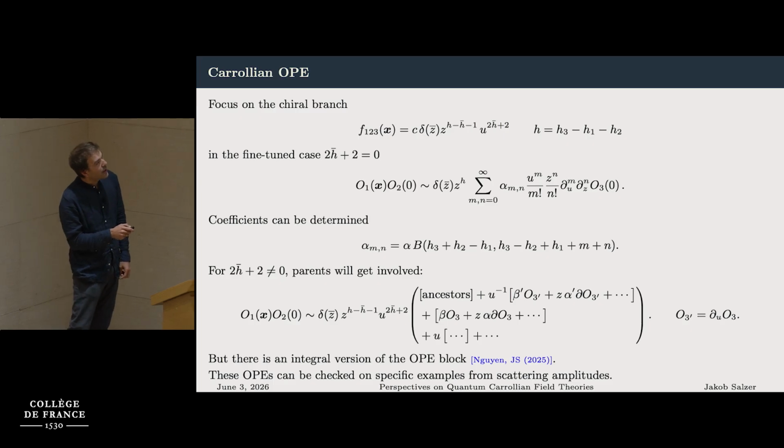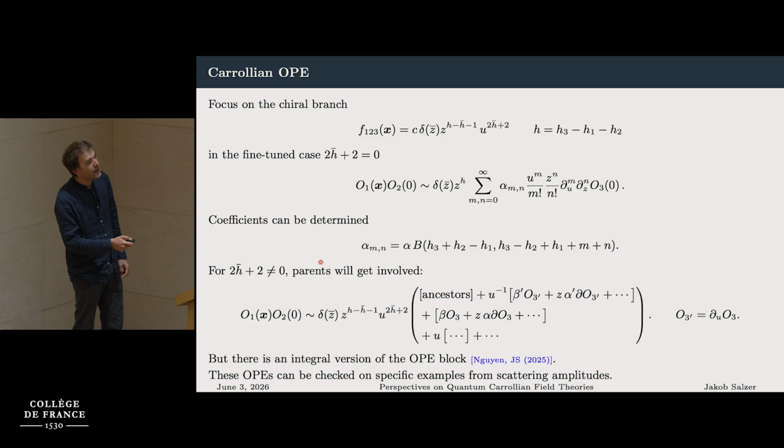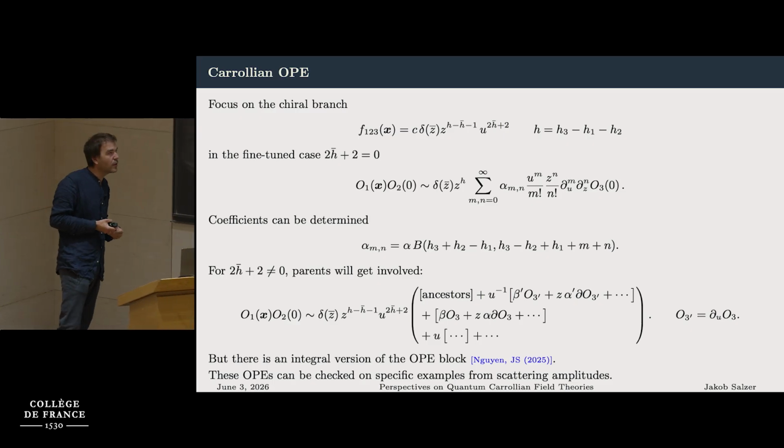Then assume first that this coefficient here is 0, so the power here is 0. So we're in a fine-tuned situation where the weights of these three operators obey this equation. Then you can compute explicitly all the subleading terms, and they're indeed just given by descendants of the original operator 3. And these coefficients are just determined in terms of a beta function, as is the case in the usual 2D CFT.